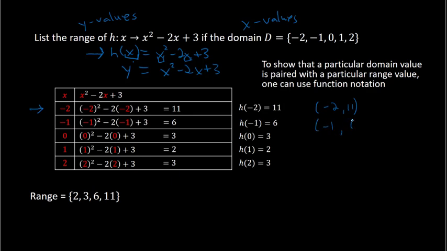Here we have negative 1 comma 6, 0 comma 3, 1 comma 2, and then 2 comma 3. Because for each of these, our x values are listed here. Our range, or our y values, would be this on the right side. So like I said, all these are different ways of writing the exact same thing.